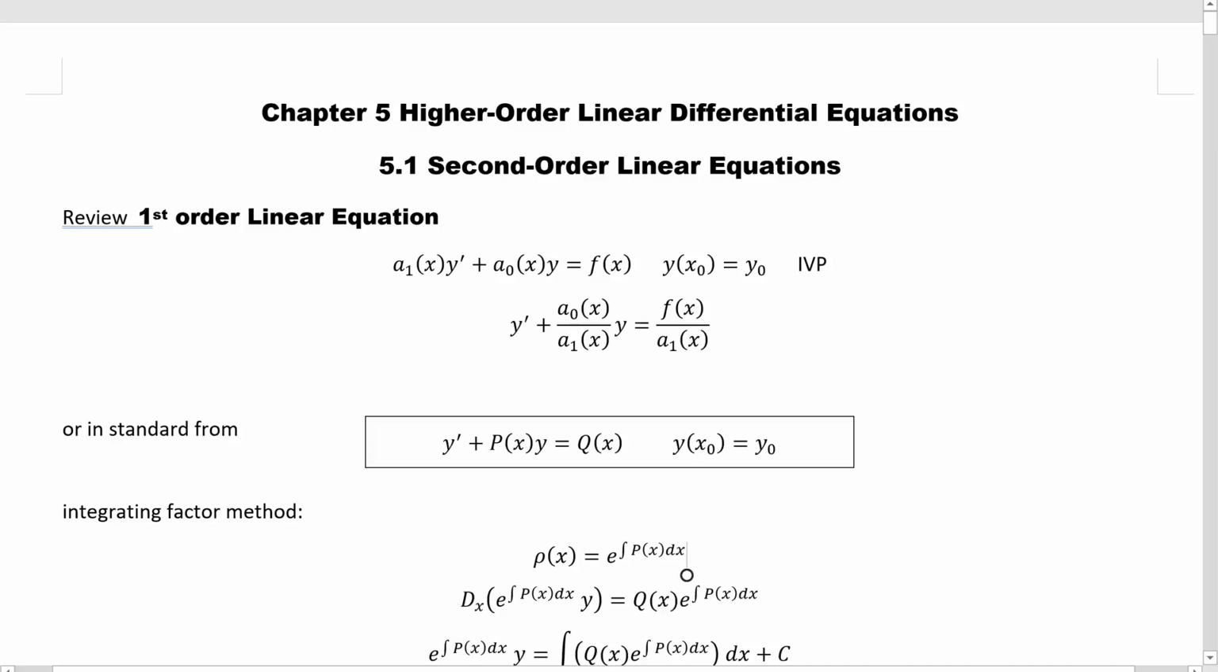Hi everyone! Today we're going to talk about Chapter 5, Higher Order Linear Differential Equations. So do you remember what we learned last chapter?